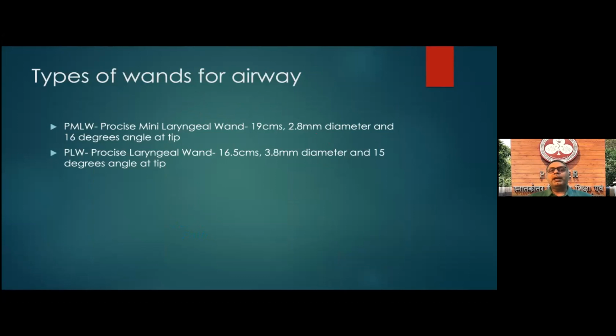Now we come to what type of wands we use for airway. Doing the coblation adenoidectomy is very different than working on the airway. The lengths are different, the diameters are different. So basically for airway surgery, we use two kinds of wands.